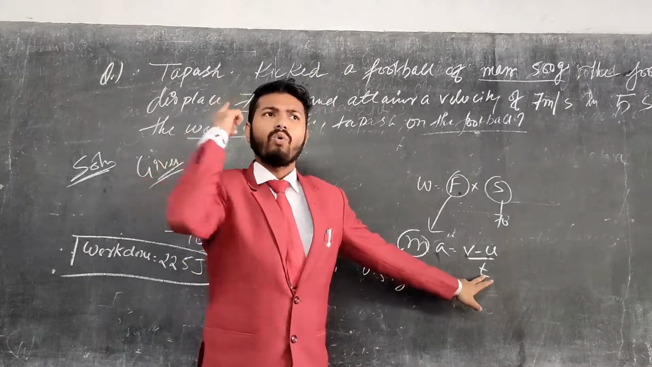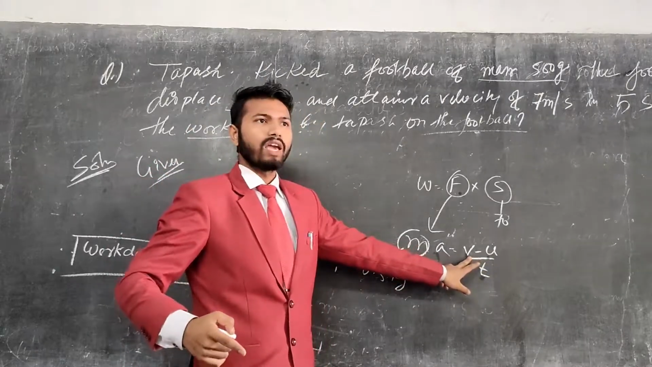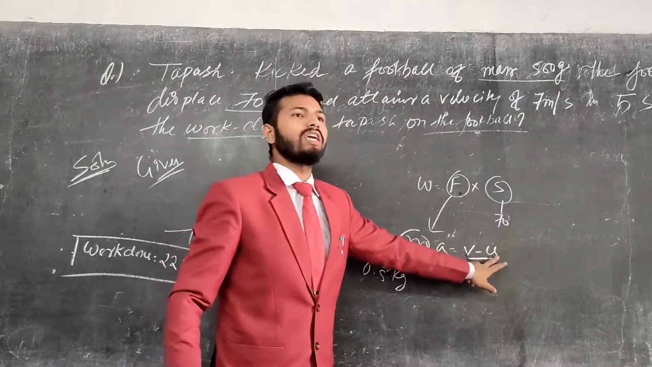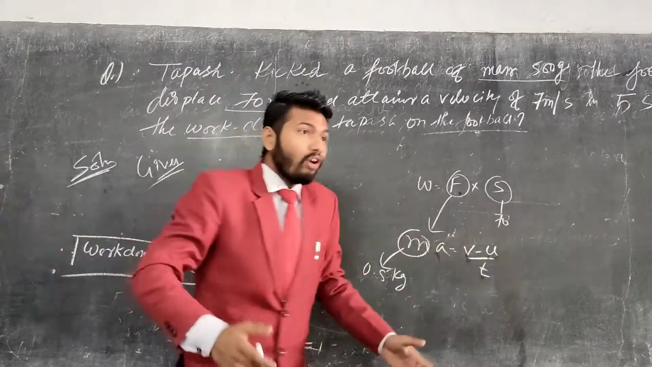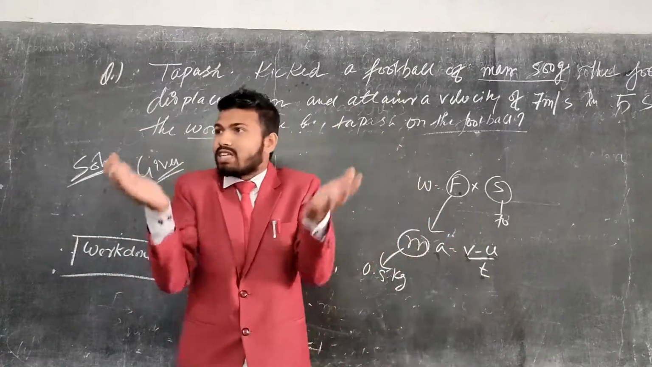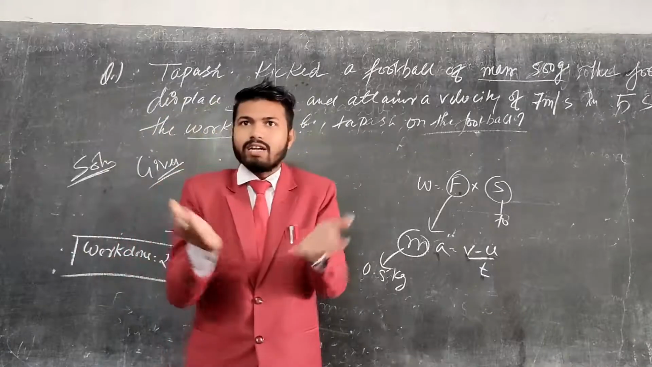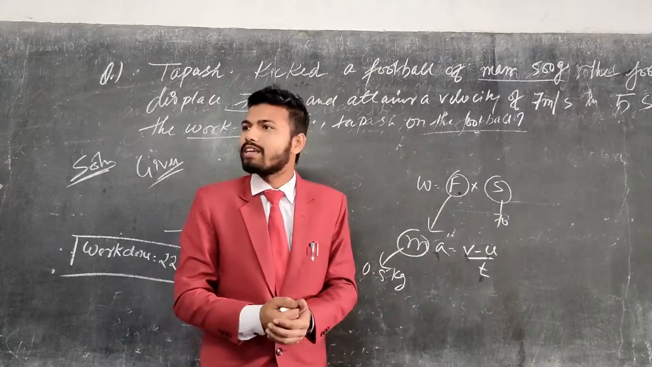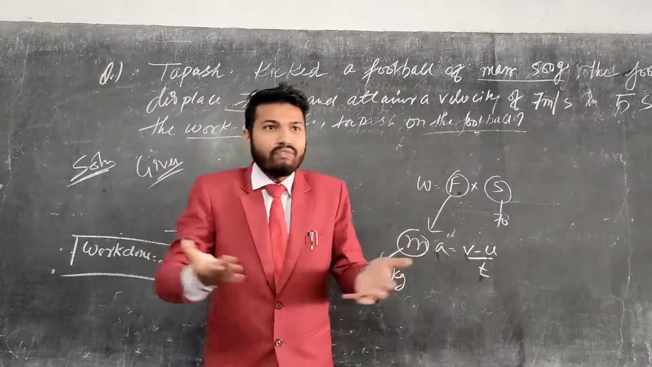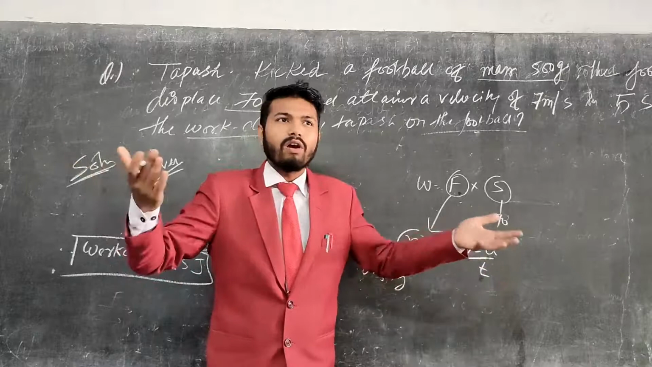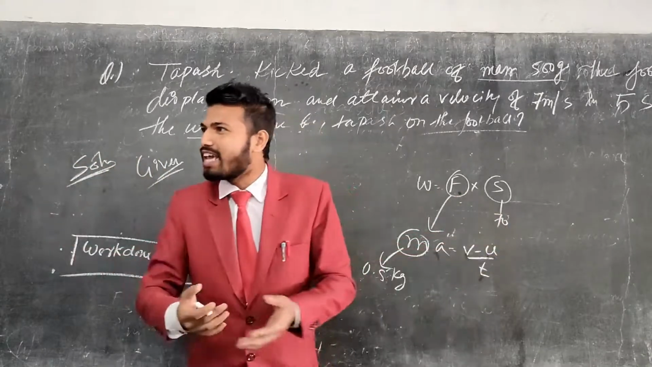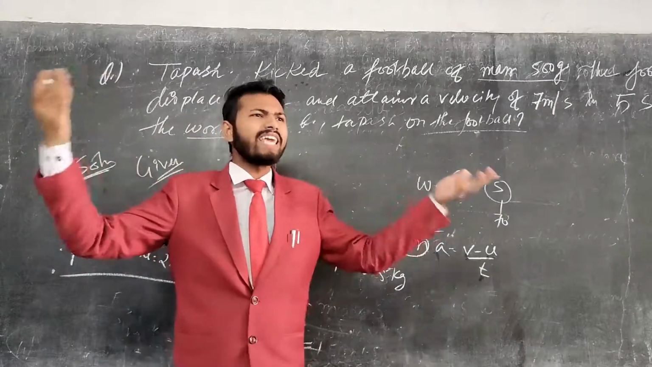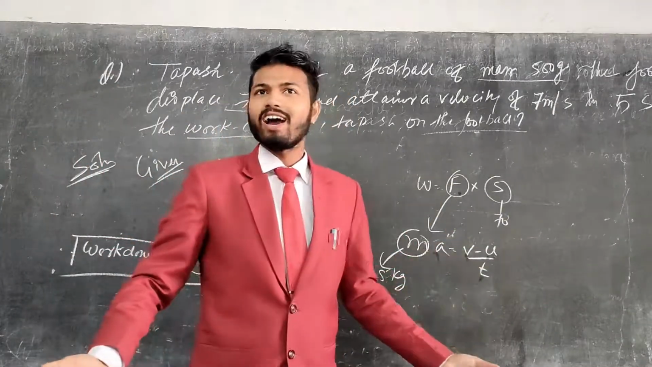Now what is the final velocity of the football? 7 meter per second. And what is the initial velocity? 0, because before kicking the football was initially at rest. And time we have, that is 5 seconds. Then you can find a. If you get a, you have mass. If you multiply mass and acceleration, you can easily get the force. And if you have force, just multiply with the displacement, you can get the work done. I hope it's clear.